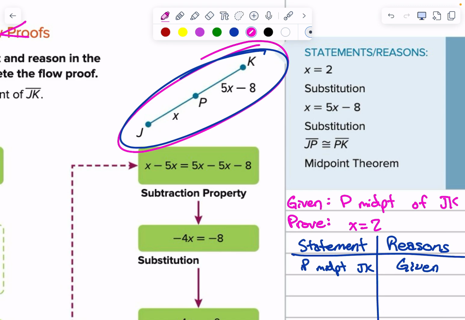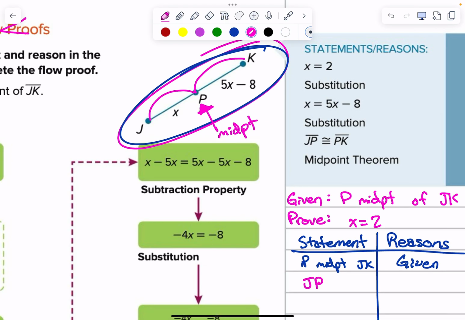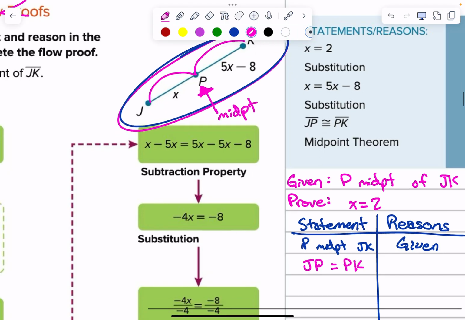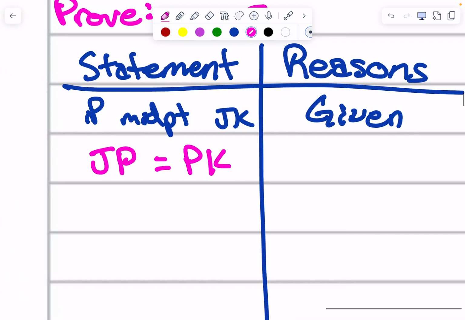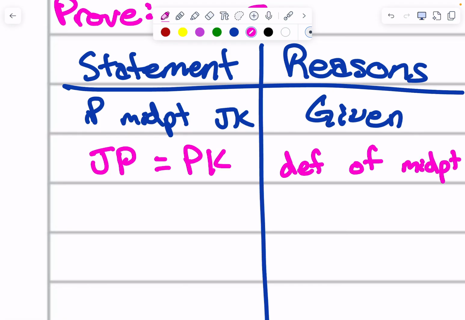If they say that P is the midpoint, let's just spitball this here. P is the midpoint. What does that tell you? Yeah, JP and PK are going to be equal to each other. JP is equal to PK. Those 2 little bits are the same. Now, how do I know that that's true? You wrote it on your pink sheet. What tells me that JP is equal to PK? And so what do we call it? Definition of midpoint. Definition of midpoint tells me that those 2 pieces are the same. If that's the midpoint, then those 2 pieces are the same by definition of midpoint.